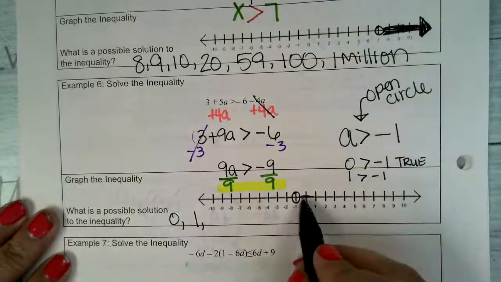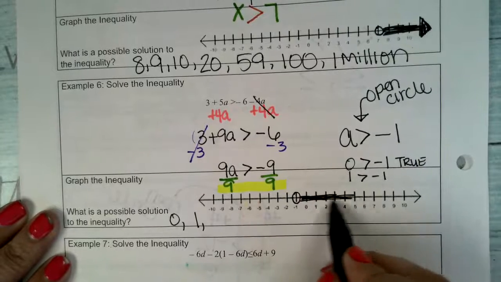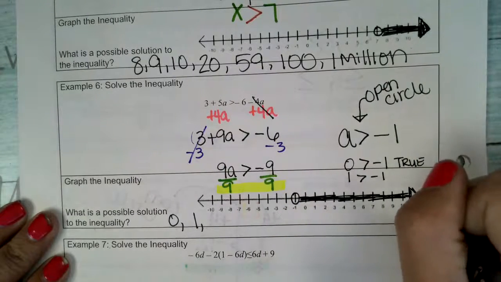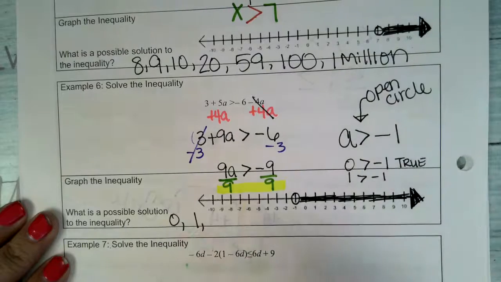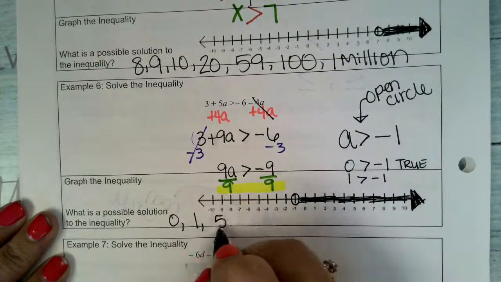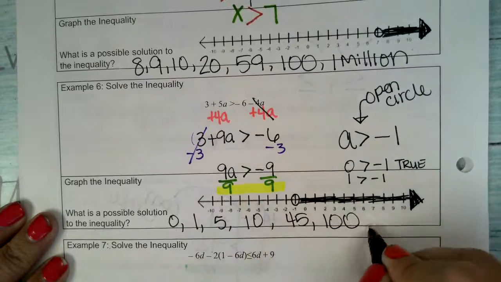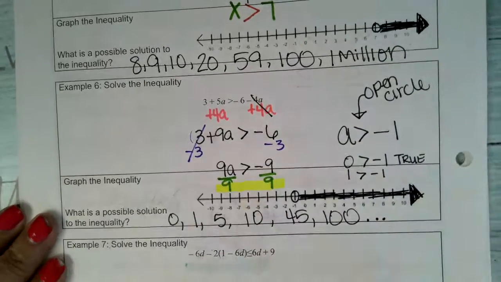So that means I'm going to shade that direction to make those true statements, and I'm going to shade in that arrow. So other possible solutions besides 0 and 1, I could say 5, 10, 45, 100, so on and so forth. There's infinitely many there.